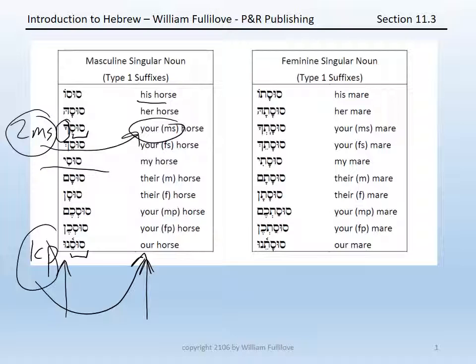Susāto, susātā, susātkā, susātēk, susātī. And then in the plural: susātām, susātān, susātkem, susātken, susātēnū. And notice that there is a slight alteration: only the second feminine plural and second masculine plural forms have a patach, with all the rest of the forms having a qamets.